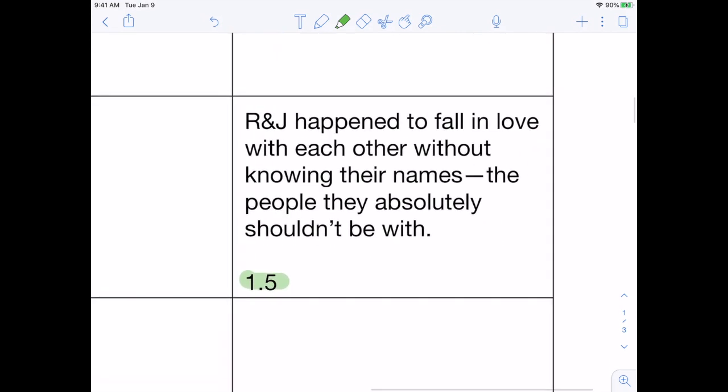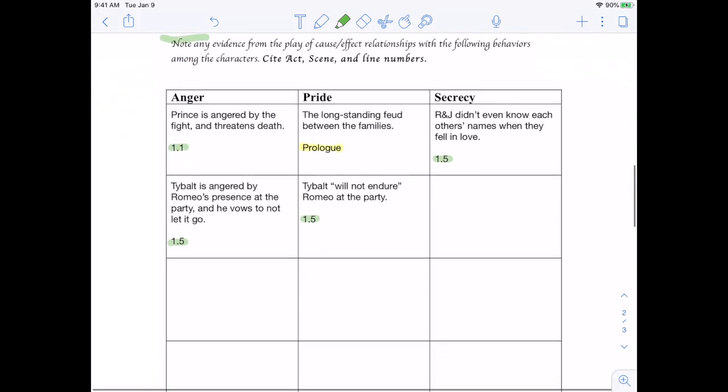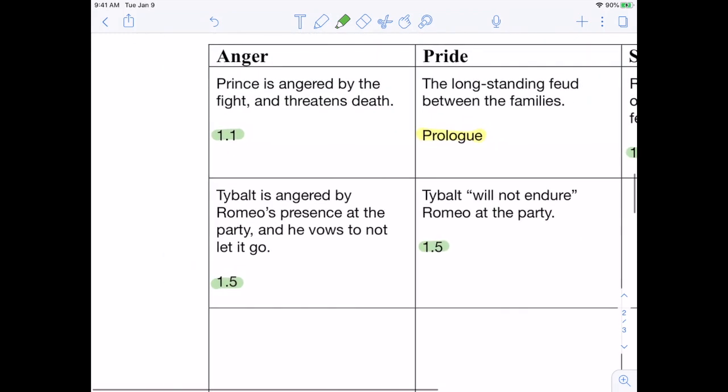In Act 1, Scene 5, Romeo and Juliet just happen to fall in love with each other without even knowing each other's names. They fall in love with the exact people that they should not be with, right? They are enemies, okay? They are the son and daughter of rival families. So the fact that they just happen to fall in love with each other, the one other person of the party that they shouldn't be with, that's fate, that's chance, right?